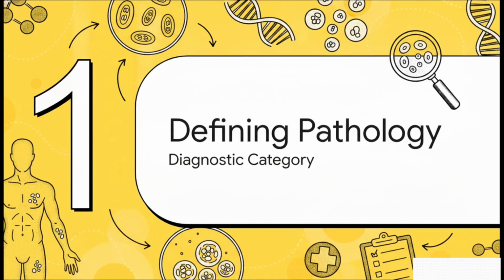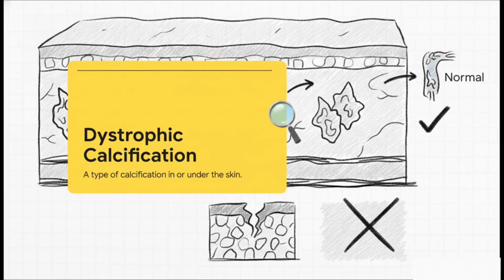All right, Section 1, defining the pathology. Okay, so the absolute crucial point right out of the gate is understanding that calcinosis cutis falls squarely under the umbrella of dystrophic calcification. Now, what does dystrophic actually mean in a real-world clinical context? Well, it means this calcification is happening in or directly under the skin in an environment where the patient's systemic calcium and phosphate blood levels are actually completely normal, right?